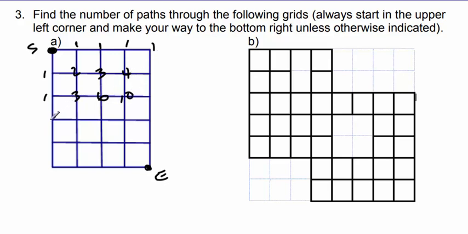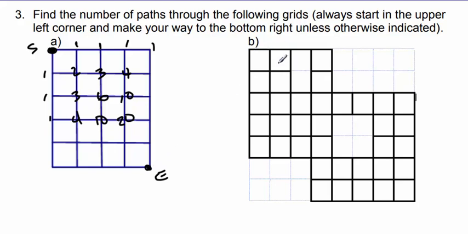So I'm just working each corner out by adding the two previous corners to get its value. One way to get here, this 1 and this 3 give me 4 paths to this point, this 4 and this 6 give me 10 paths to this point, 20 paths to this point, and so on. Work the whole thing out, and find the final value down here.